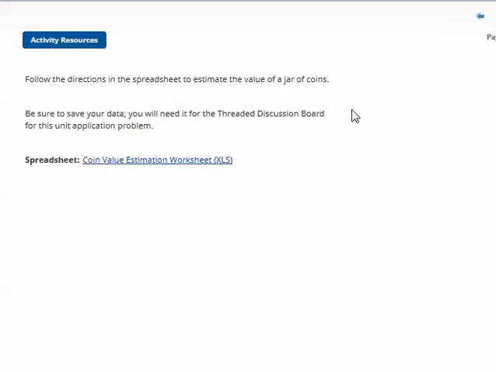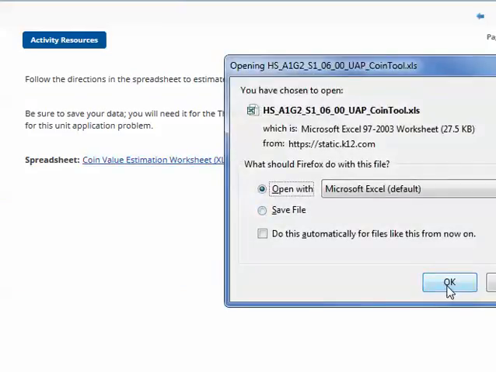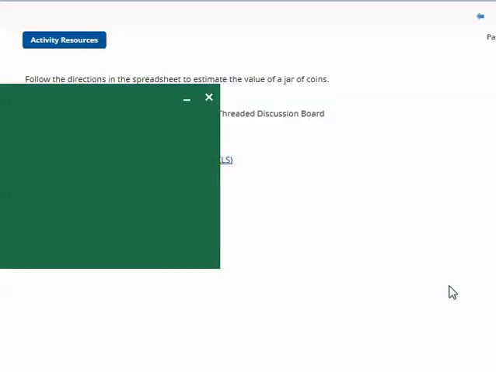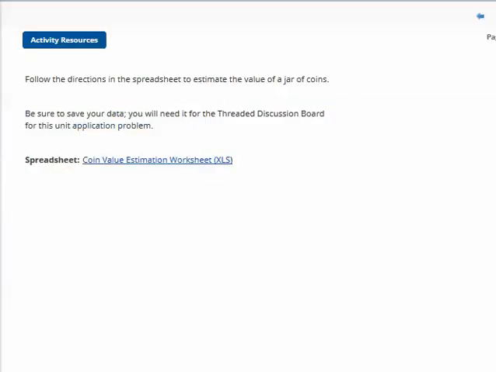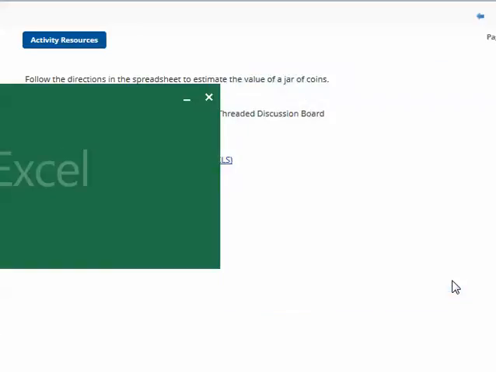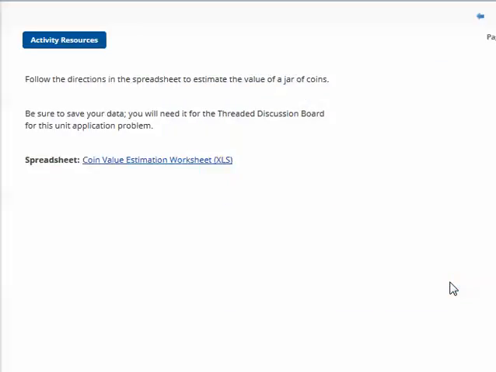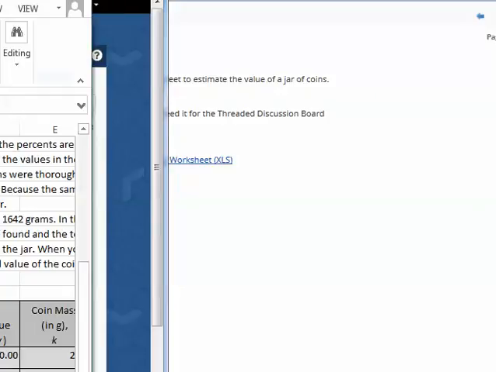Okay, there's a spreadsheet to estimate the value of the coins in the jar. It's this one right here. I'm going to click on it and open it up. It'll take a second or two to open. Of course, it gives me an error message the first time. There it goes. I'm going to drag that over here to the screen where you guys can see what's going on.